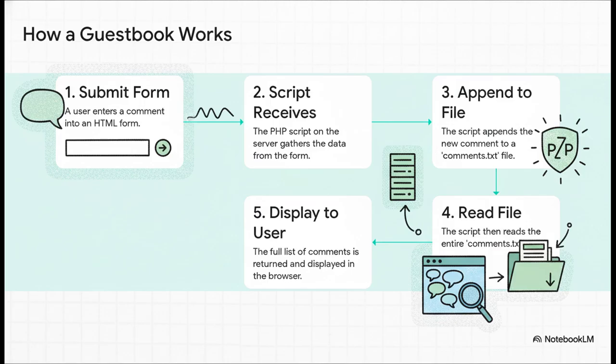3, and here's our part, the script uses file_put_contents to append that new comment to a file, let's call it comments.txt. Step 4, to show all the comments, the script then uses file_get_contents to read that whole updated file. And finally, step 5, it just spits all those comments back out on the screen for everyone to see. See that? It's a full conversation. The user speaks, the server writes it down in its notebook, and then it reads it back out loud.